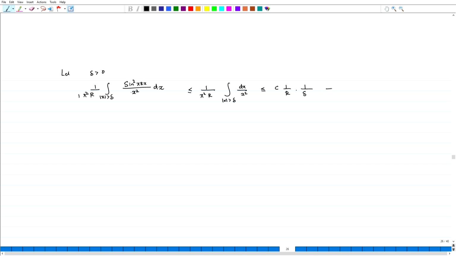So, this goes to 0 as r goes to infinity. Therefore, this property of the Fejer kernel is also true. Hence, if f is a continuous function with moderate decay, what we have seen is that f will be uniformly continuous, then the convolution of f with F_r converges to f uniformly.